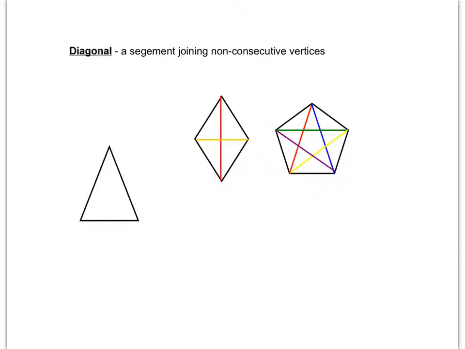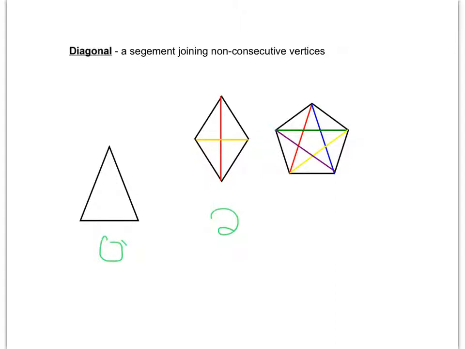Okay, let's talk about the number of diagonals in a polygon. If we have a triangle, and again, remember, a diagonal is a segment joining any non-consecutive vertices. In any triangle, every vertex is adjacent or consecutive to any other, so there are actually no diagonals in a triangle. In a quadrilateral, there are 2. 1 and 2.